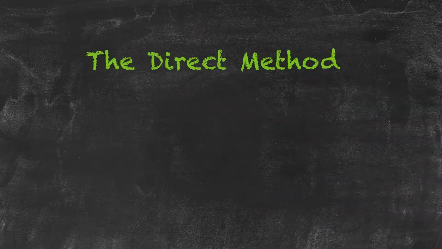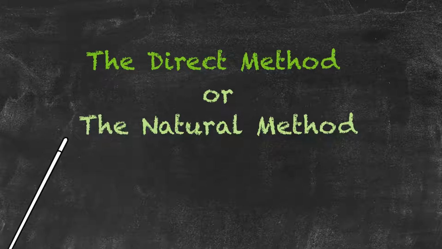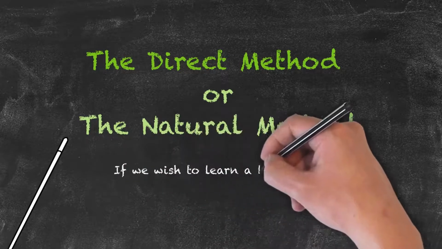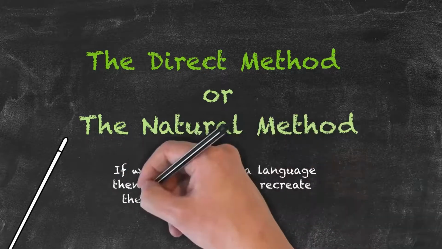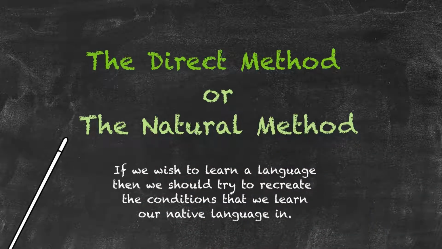The method that they came up with, they called the direct method. You will also sometimes see it as the natural method. What these two people were saying is that if we wish to learn a language, then we should try to recreate the conditions that we learn our native language in. And this is what the natural methodology tried to do. So what we're going to do is to run through a series of methodologies that were created mainly in the 1900s that adopted the idea that language learning should be much more communicative, much more natural.